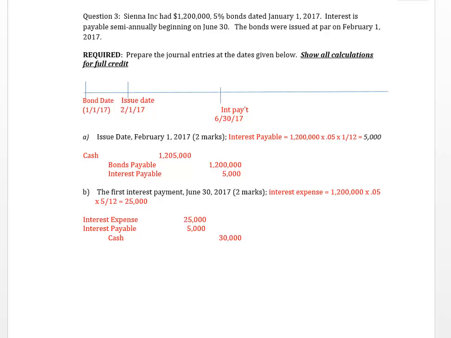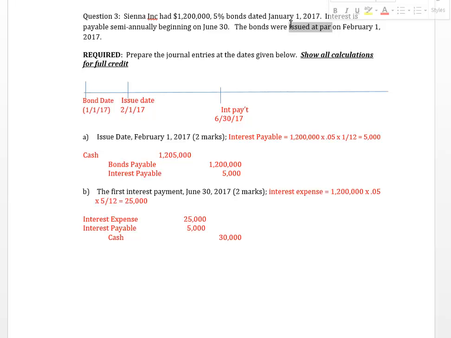In our case here, you can see that we have bonds that are issued at par value. Par value means there's no discount and there's no premium. So normally in that case, that means that the amount of cash that the issuer would receive from the investor is equal to the face value. In our case, 1.2 million.